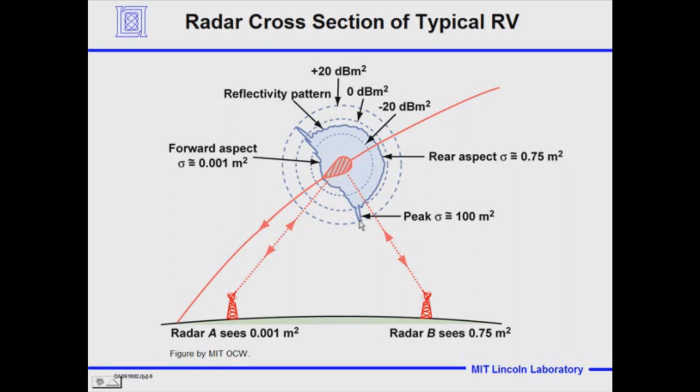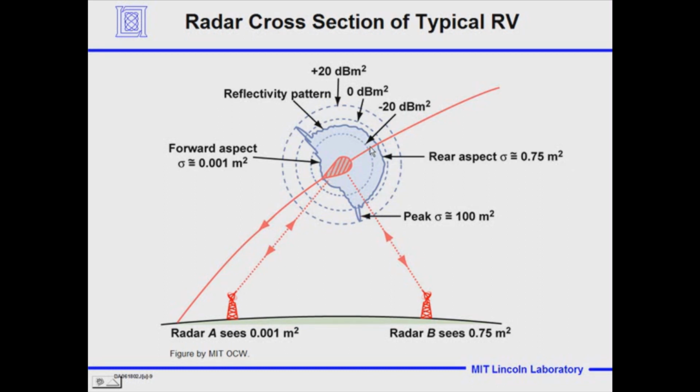And there's a peak that's 100 meters squared when the angle is such that you're looking perpendicular at the specular region. If you're looking back at the rear aspect, you're going to see the cross-section of a cone, of a hemisphere, and at rear aspect it's 0.75 meters squared.